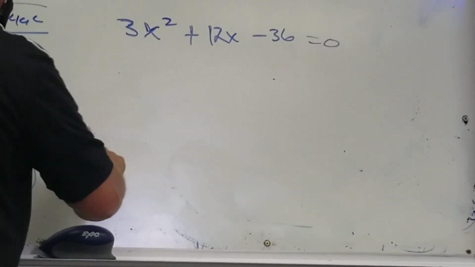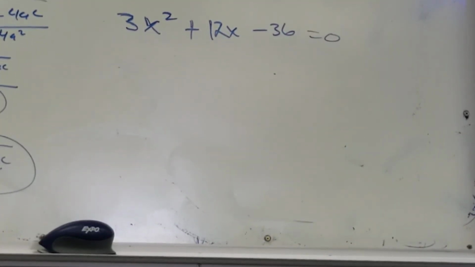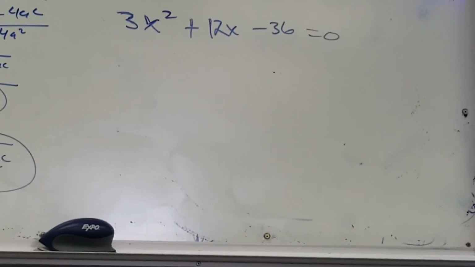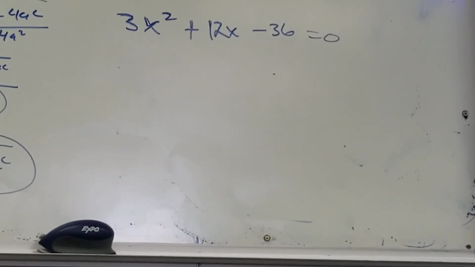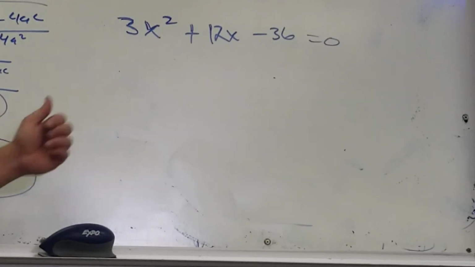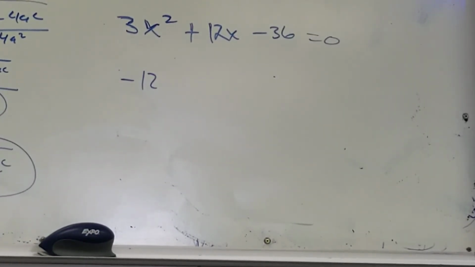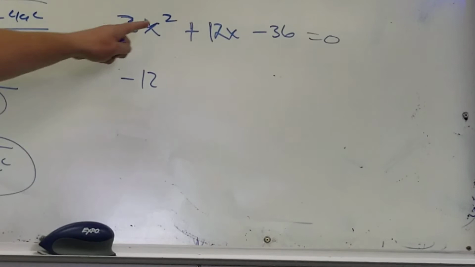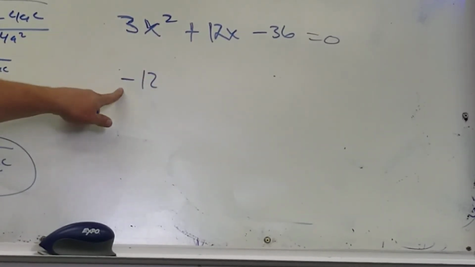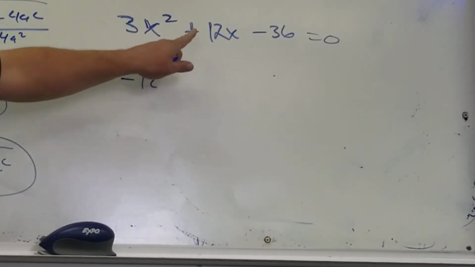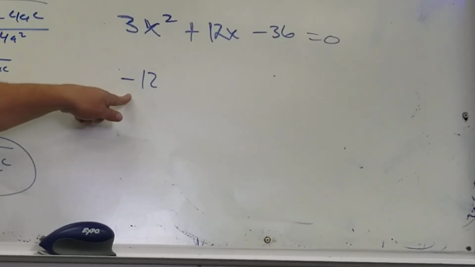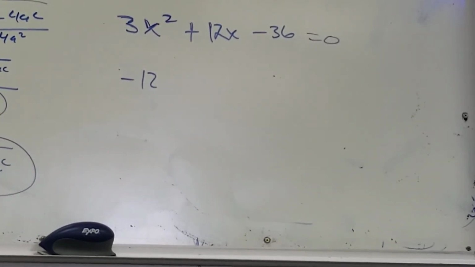So what should I write first if I'm using the quadratic formula? Negative b. So instead of b, though, what is b? 12. So I'm going to write negative 12. Notice this really doesn't mean negative always. It means the opposite of b. Are you with me on that? If this was negative 12, this would be positive. But this is positive, so therefore this is negative. So just realize it means opposite of b, really.